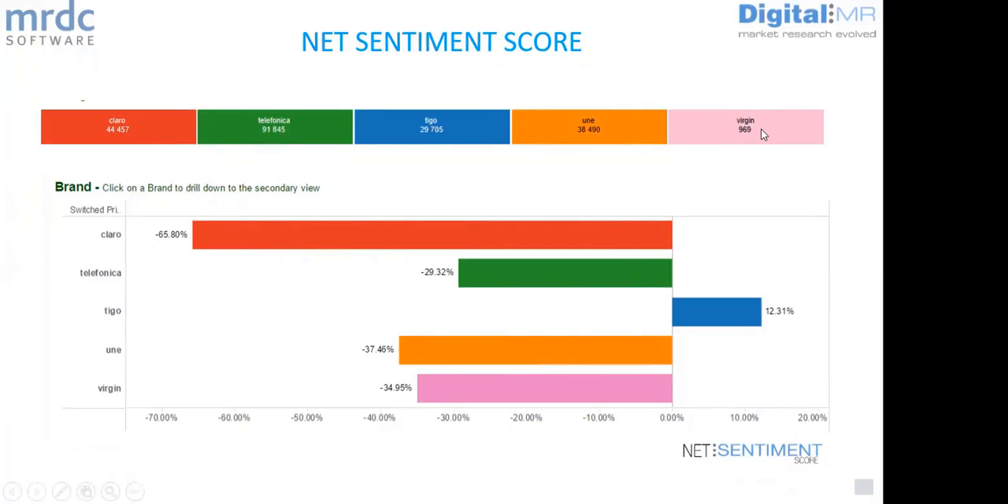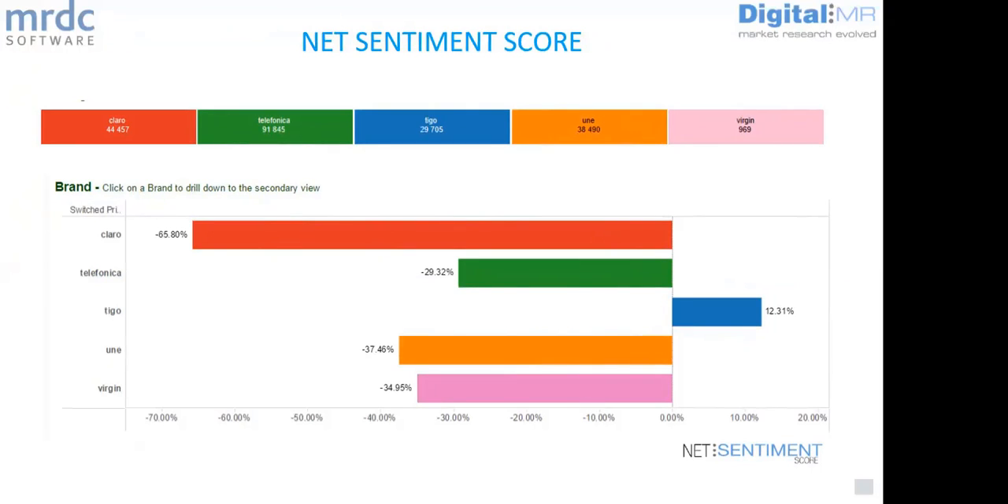So these are telecom brands, and the net sentiment score is a score that we trademarked, and it basically is a simple formula whereby we take all the positive posts of a brand minus all the negative posts, divided by the sum of all the posts. And here you can see that only one brand, Tico, has a positive net sentiment score of 12.3%, whereas everybody else has a negative net sentiment score.